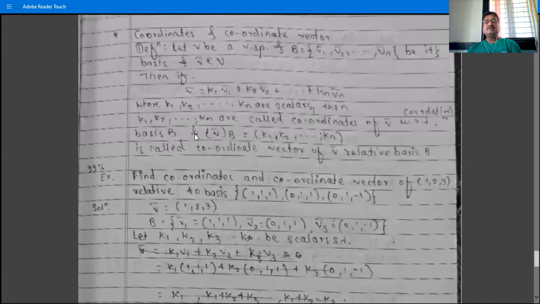These k1, k2, ..., kn are called the coordinates of v bar with respect to, or relative to, the basis B. And if you write this k1, k2, ..., kn in round brackets, we denote this by the notation: in round brackets write v bar, and at the bottom write this basis B. So this is the notation for the coordinate vector of v bar relative to the basis B, or with respect to the basis B.